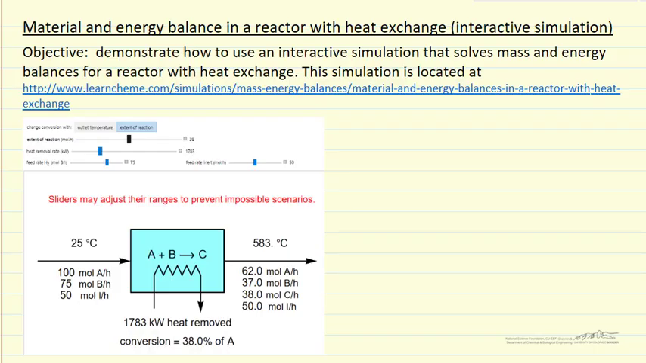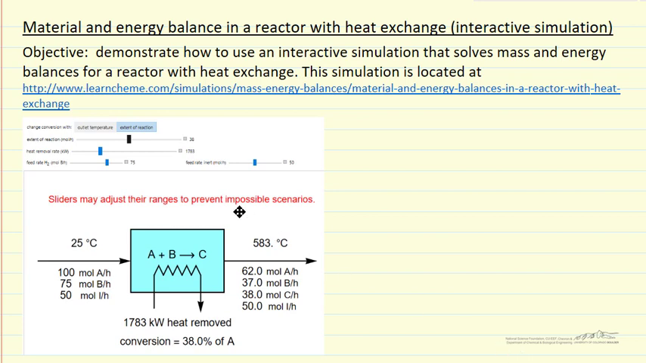In this screencast, I'm going to briefly describe how to use an interactive simulation that solves mass and energy balances for a reactor with heat exchange. This simulation is not concerned with kinetics or equilibrium. It assumes the reaction can go to completion, and changing flow rates just changes the mass balances and the energy balances.